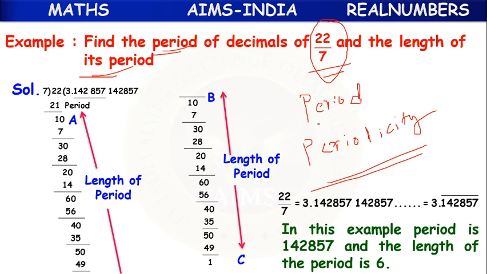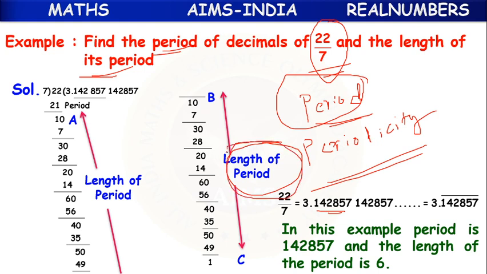So here period means the recurring part. The recurring part is considered as a period, whereas the length of the period, or the number of decimal places repeating, is called periodicity. Means the period is the actual decimal places which are repeating. That actual repeating part is known as period, but how many decimals are repeating in that part, that length of the period is known as periodicity.